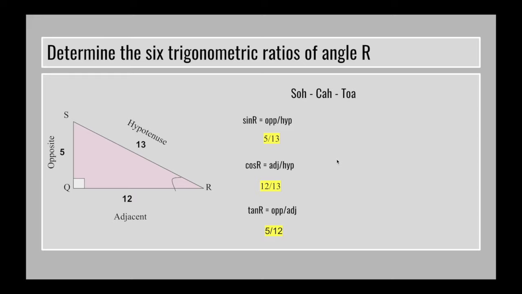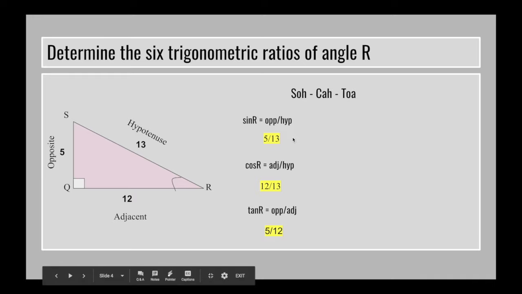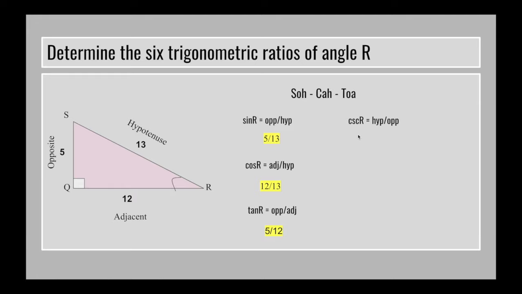Same goes for the reciprocal. The reciprocal is basically the same concept of this, except it's just the opposite, or the flipped version. So here we have cosecant, which is hypotenuse over opposite. Notice how the sine is opposite over hypotenuse. Therefore, the reciprocal version of that is hypotenuse over opposite. Therefore, we're looking for 13 over 5.